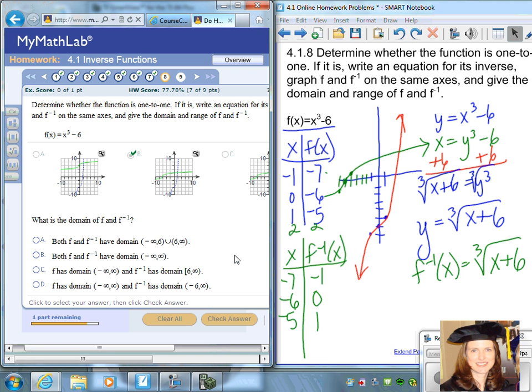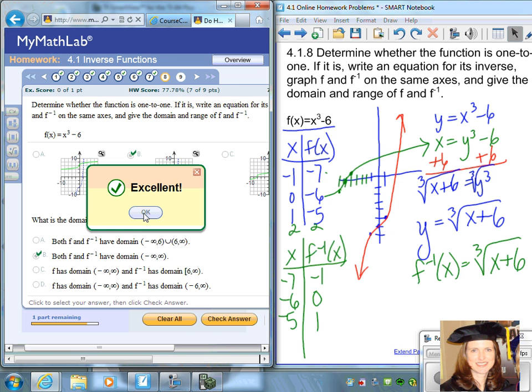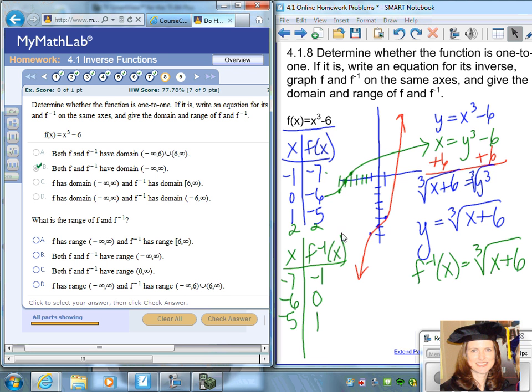Now let's talk about the domain and range. The domain and range for both of these, there's no restrictions, so it's going to be from negative infinity to positive infinity for both the function and the inverse. The graph goes forever to the left and right in both cases. There's absolutely no restrictions. So that's the same as saying all real numbers. And the range, how low and how high the graph goes, is also going to be from negative infinity to positive infinity.